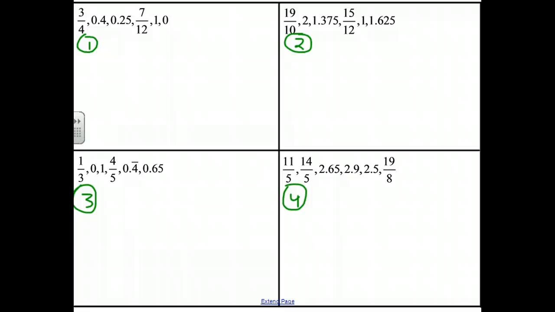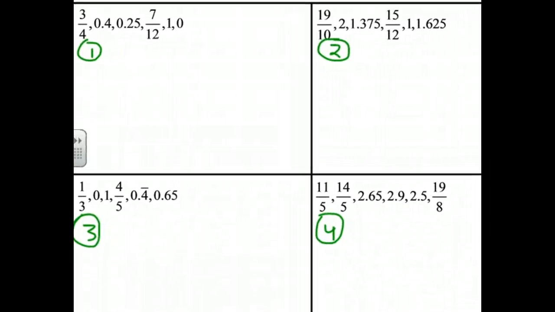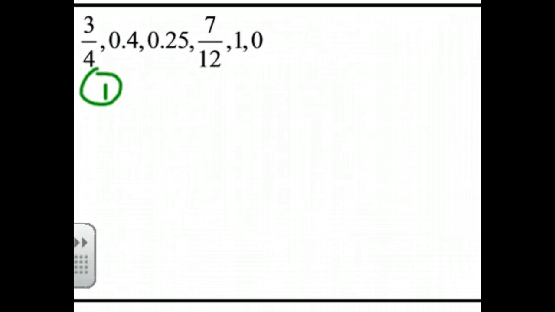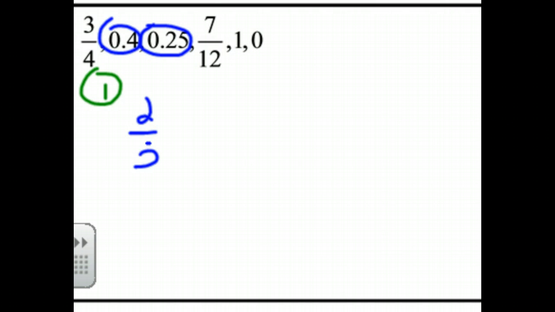Well, let's take a look at number 1. Knowing that 12ths is going to be a repeating decimal, I would much rather transform my decimals, 4/10 and 25/100, into fractions. So for this one, I'm going to convert them into fractions. 4/10 is the same as 2/5 when you convert it to simplest form. And 25/100 is the same as 1/4 when you convert it to simplest form.